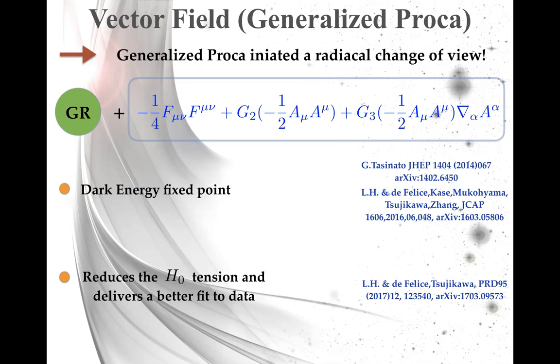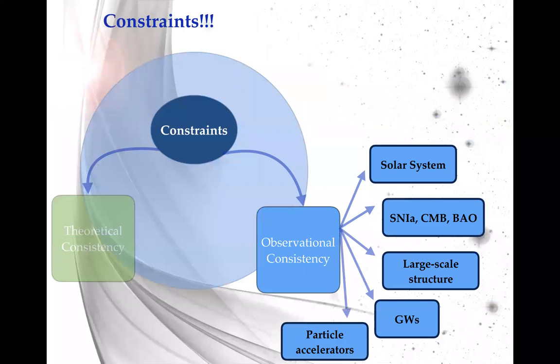So this reduces the H0 tension and delivers a better fit to data. Let me mention some of the constraints, especially the observational consistency checks that you could apply to some of these effective field theories that you could construct. Let me, for instance, start with an example where you could apply the supernovae, the CMB, and the BAO data to constrain such theories.